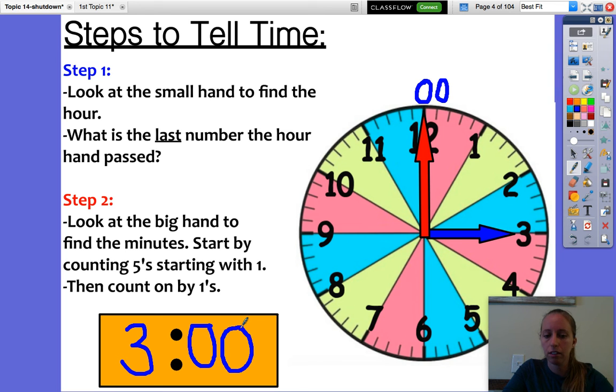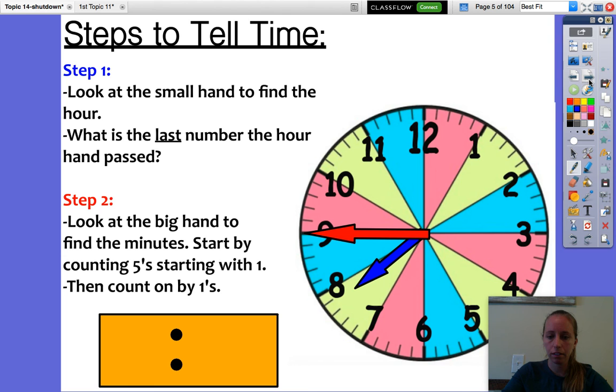Okay, so step 2 is to look at the big hands and you count on by 5s, right? Then you can count on by 1s, but that's only if it's past a minute hand, right? So we're going to count on by 5s.